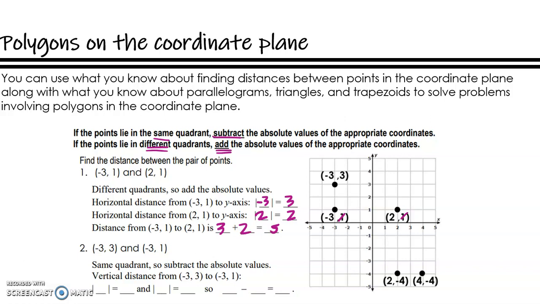The other one is (-3, 3) and (-3, 1). We see what is the same. This time, their x values are the same. We find the absolute value of the numbers that are different, and then because they're in the same quadrant, we subtract those numbers. That means they are 2 units away from each other.